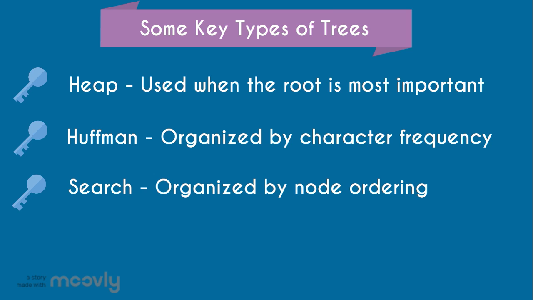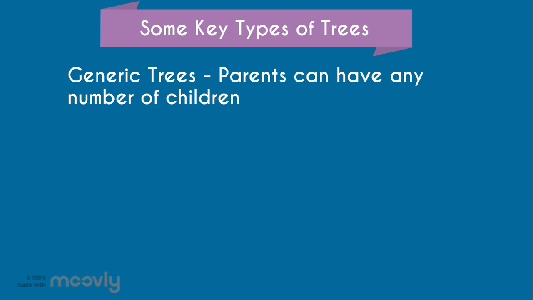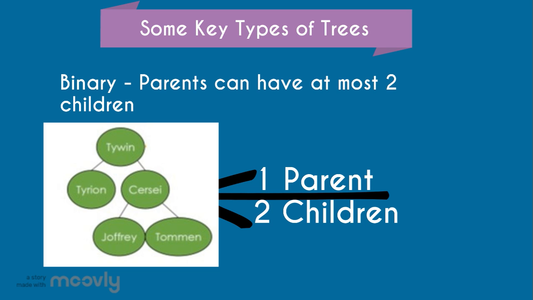If you want to organize the data based on the natural ordering of the nodes, then you would use a search tree. With a generic tree, a parent can have any number of children, and a binary tree just restricts parents to having at most 2 children.